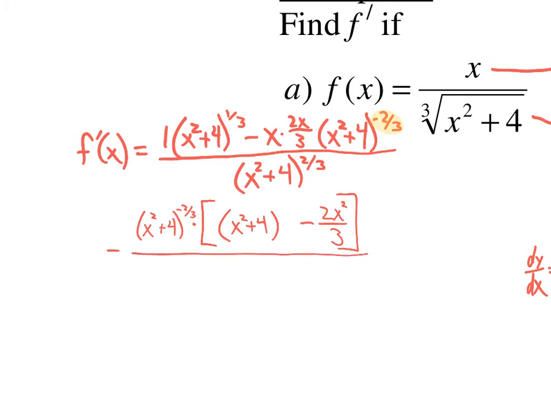But now, since I factored that out, I can pull that down to the denominator, and now I can put these together. So x squared plus 4 to the 2/3 down here times another x squared plus 4 to the 2/3 means that my denominator will be x squared plus 4 to the 4/3.